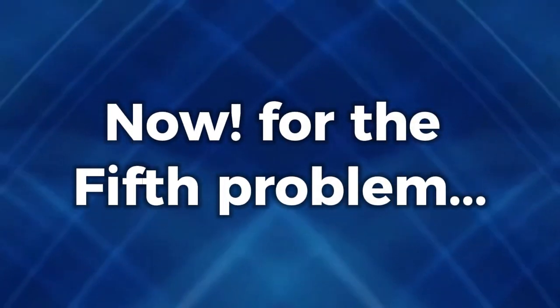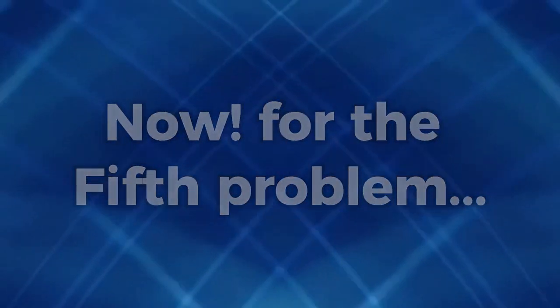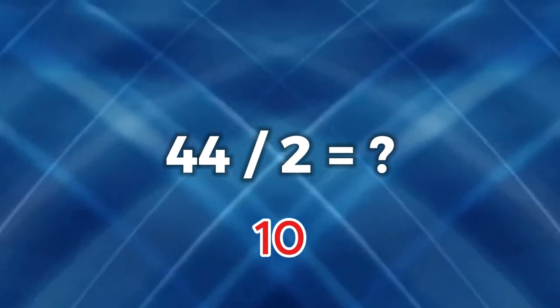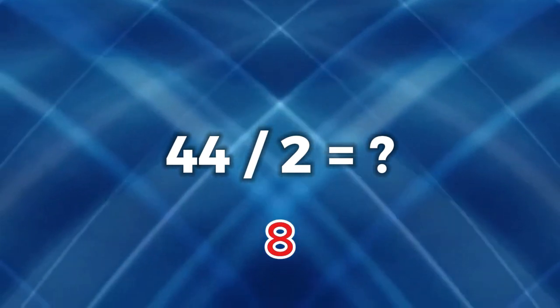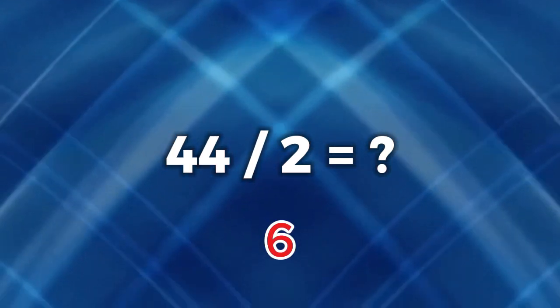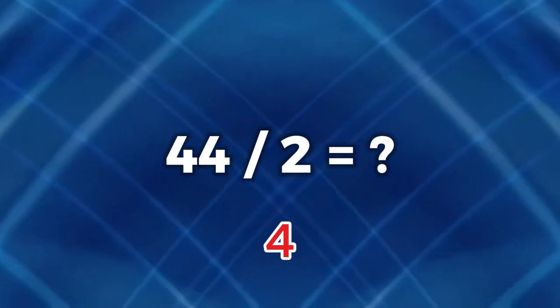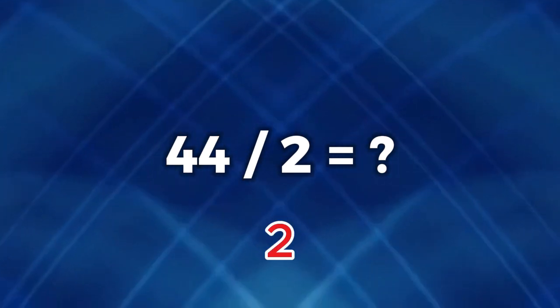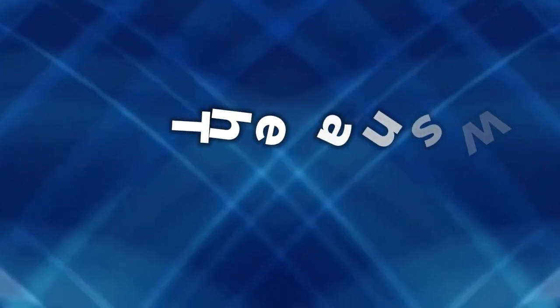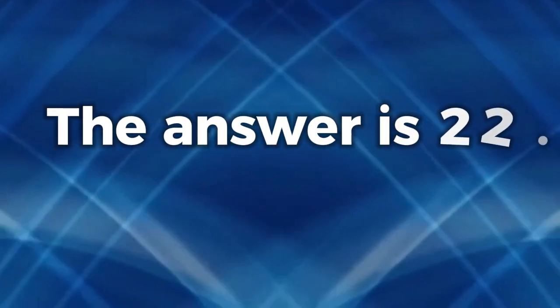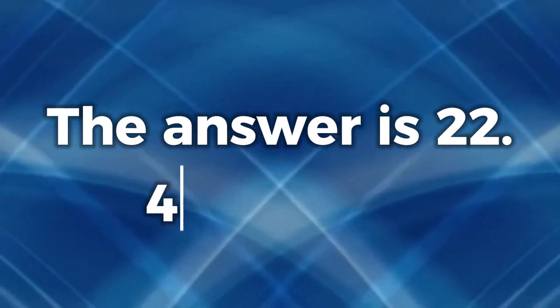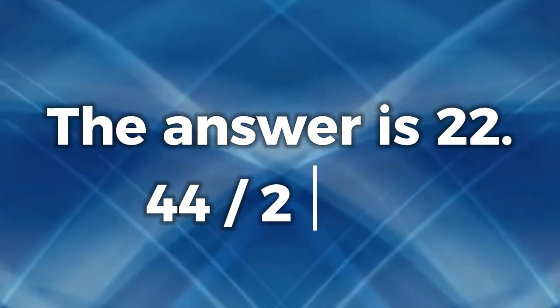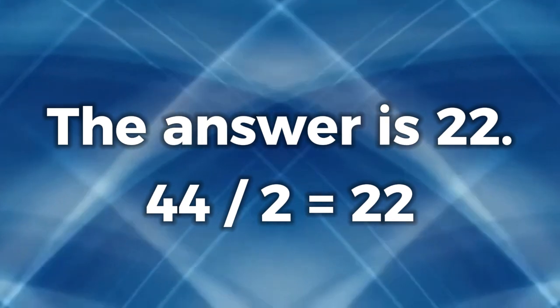Now, for the fifth problem. 44 divided by 2 is equal to. The answer is 22. 44 divided by 2 is equal to 22.